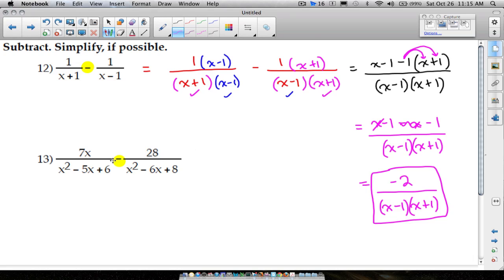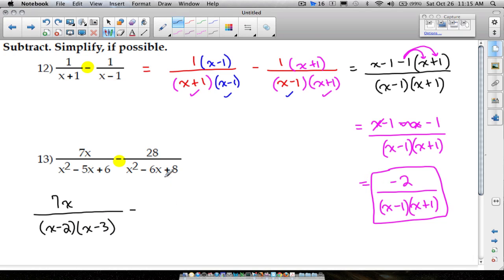So let's be careful with this one. This one's going to require a little bit more work. Let's go ahead and factor. So we have 7x up top. Down here at the bottom, -2 times -3 gives you 6, -2 plus -3 gives you -5. So x minus 2 and x minus 3 are those two factors.